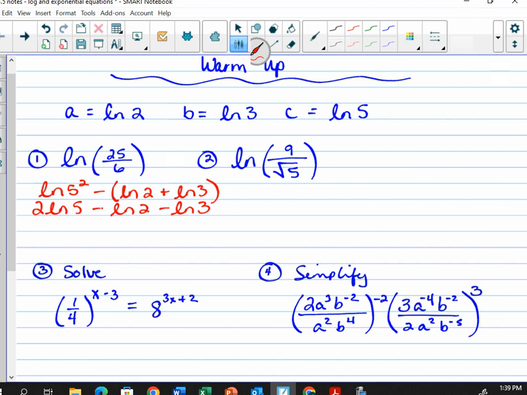You okay with that? Then I'm just substituting. This is where you plug in the letters for the last step. So natural log of 5 was C, so I'm going to have 2C minus natural log of 2 is A minus natural log of 3 is B. It will come back.